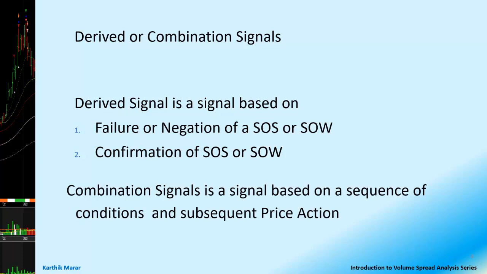Whereas a combination signal is based on a sequence of conditions and the subsequent price actions. For example, the 2-bar reversal is based on the previous 4 bars and the action of the current bar in relation to the previous bar. So it is a combination signal. It is not a typical VSA classical sign of strength or sign of weakness. So we will now look in detail at the derived and the combination signals.